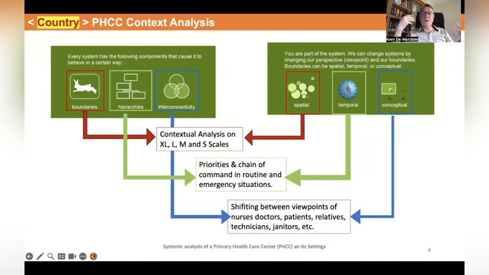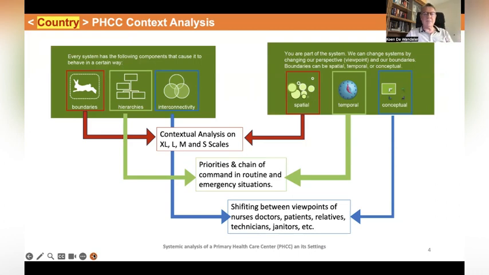Now, we can look at the system from different perspectives. We can look at it from a spatial perspective, from a temporal perspective, or from a conceptual perspective. If we combine those, then in our exercise we will try to determine the spatial boundaries within which our primary healthcare center is operating. And we'll do a contextual analysis at the city level, the district level, the neighborhood level, and finally at the primary healthcare center itself.